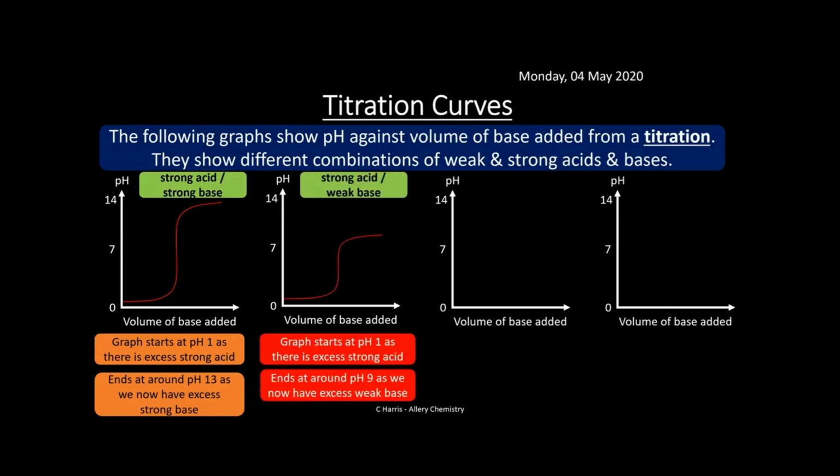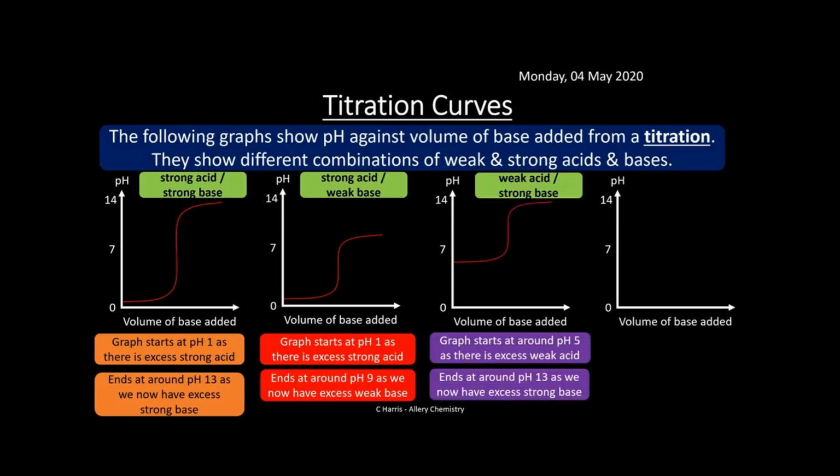So a strong acid, weak base. We're adding a weak base to a strong acid that's in the conical flask. So it starts off at low pH because it's a strong acid, and we're adding the weak base. And because it's a weak base, it doesn't rise as high as a strong base would. So we get a shorter length.